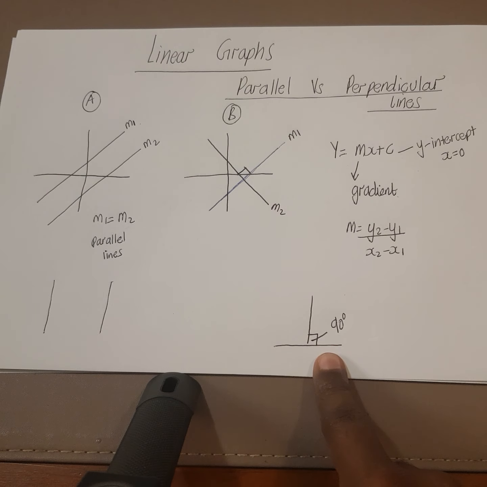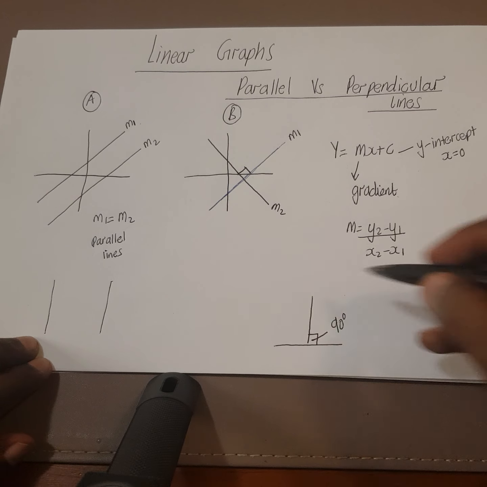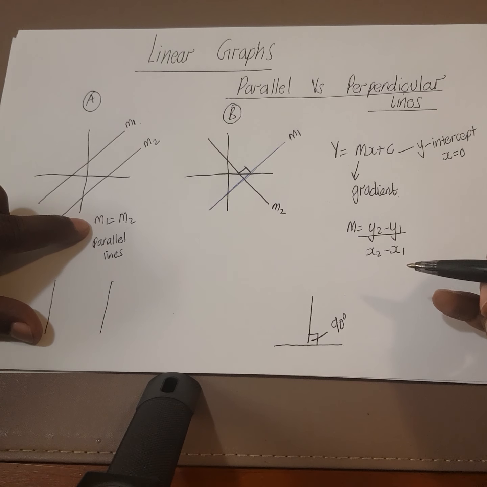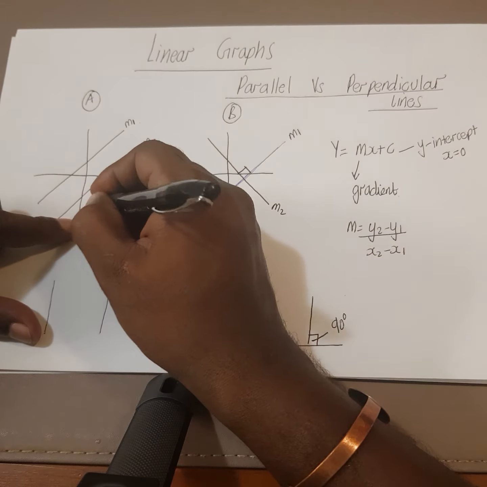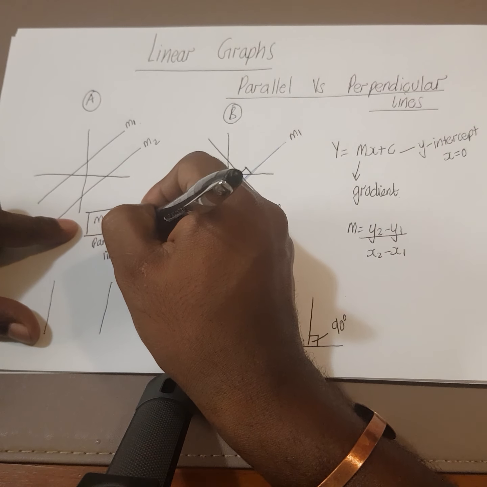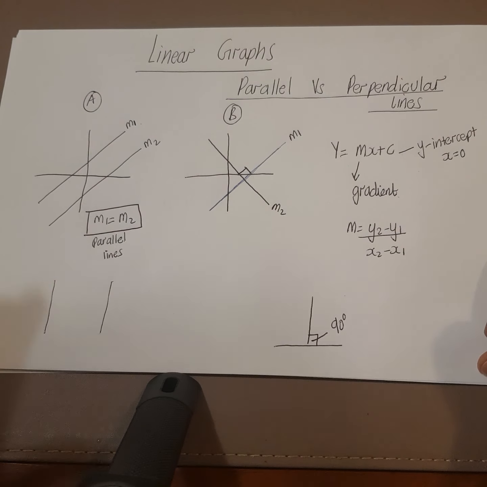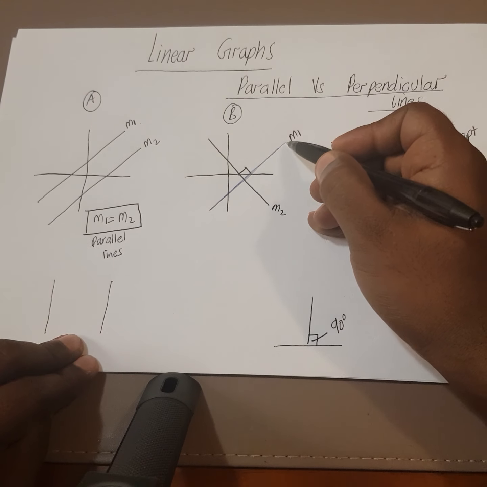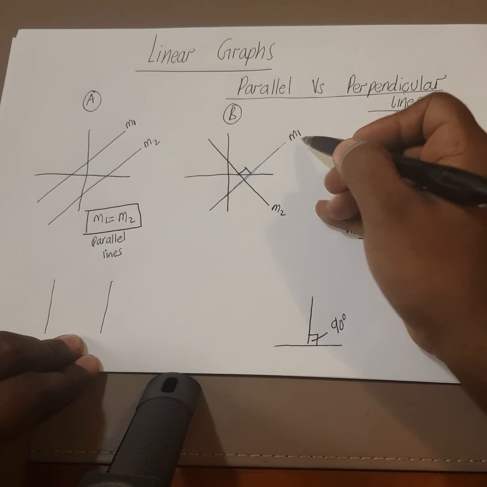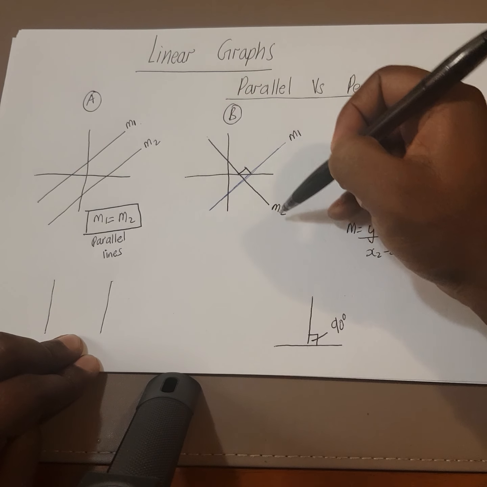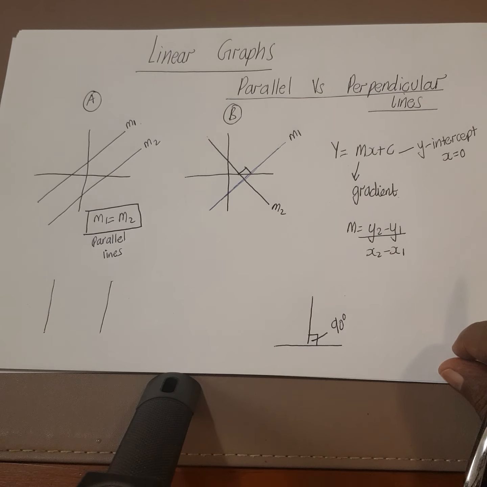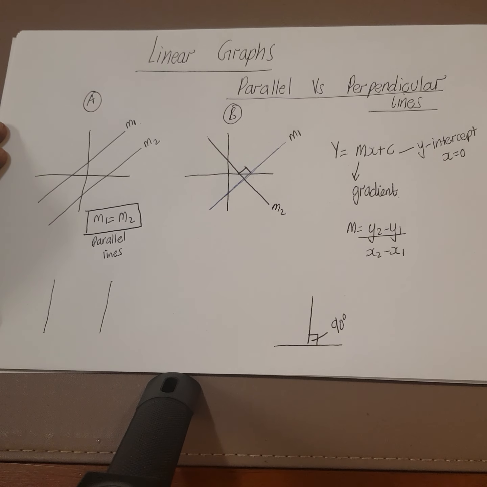So in terms of gradients, how do you know that two lines are perpendicular? If you remember, the gradients in parallel lines are equal. So in other words, M1 is equal to M2. How do we work out perpendicular lines? Now imagine we've got this line here and the gradient is M1, and we've got another line here and the gradient's M2. In perpendicular lines, the product of the gradients is -1.